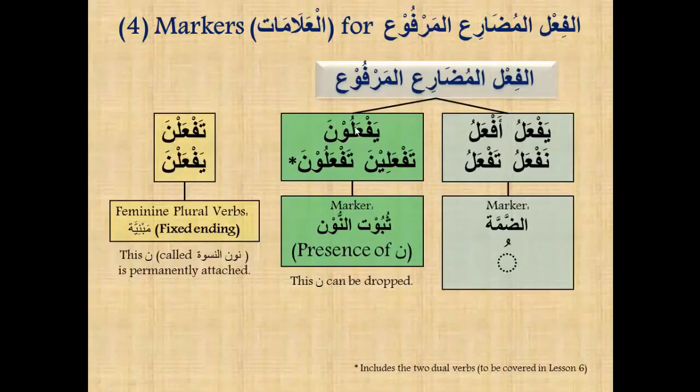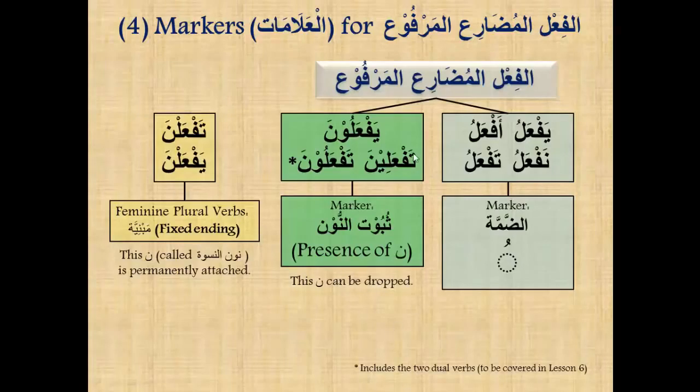The second class of mu'araba verbs are the verbs for hum, anti, and antum. Yaf'aluna, taf'alina, taf'aluna. What's the marker for the marfu'? The marker is called thubut an-nun, which is translated roughly as the presence of the noon. So here we have a letter, a harf, as the marker. And over here we have the dhamma, a haraka, a short vowel, as the marker. Notice that this noon in yaf'aluna is not the same noon as in yaf'alna. This noon is a marker and it can actually be dropped. This noon, however, is permanently fixed.